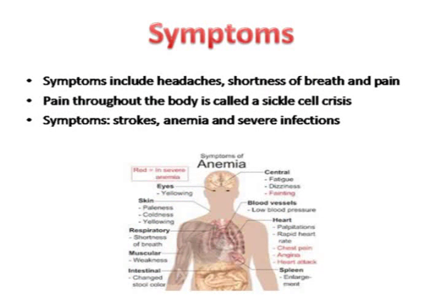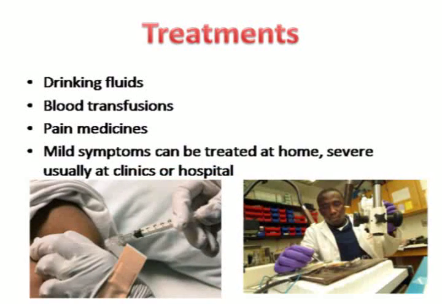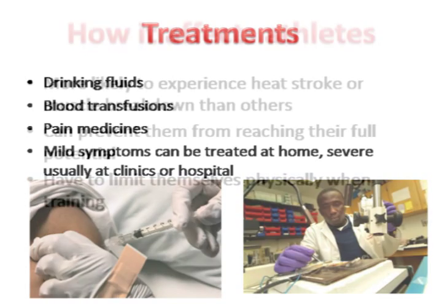Symptoms of sickle cell disease include headaches, shortness of breath, and pain. Pain throughout the body is called sickle cell crisis, and symptoms of a sickle cell crisis include strokes, anemia, and severe infections. There are many different ways to treat people who have sickle cell disease. Some of them include drinking fluids, having blood transfusions, and taking pain medicines.